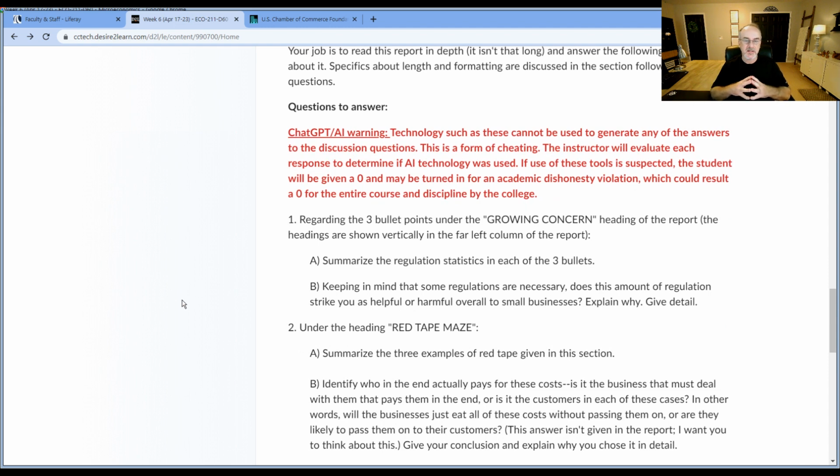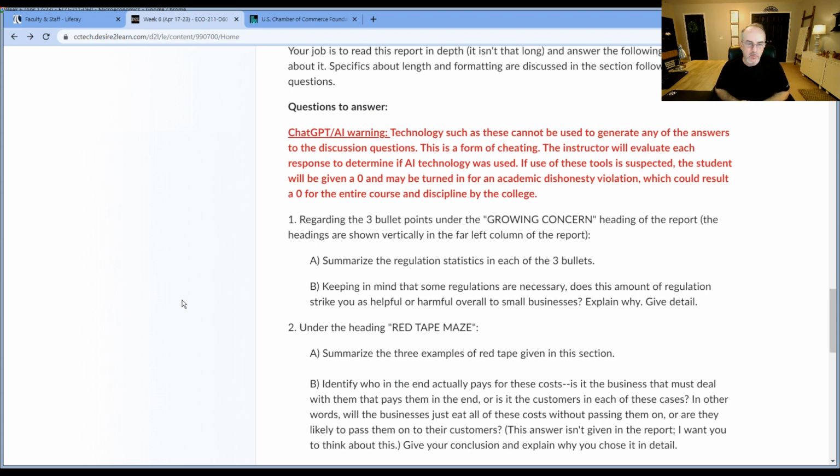Again, the ChatGPT AI warning. Do not use ChatGPT or AI in any of my courses or any of my assignments. I look for it. I check for it. And I'll nail you if you do it. So don't do it. This is your course, your degree, and you want to learn. You don't want to learn from AI. We don't want to know what AI says. We want to know what you know.